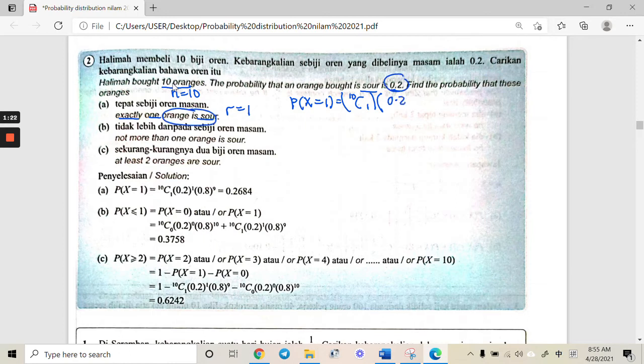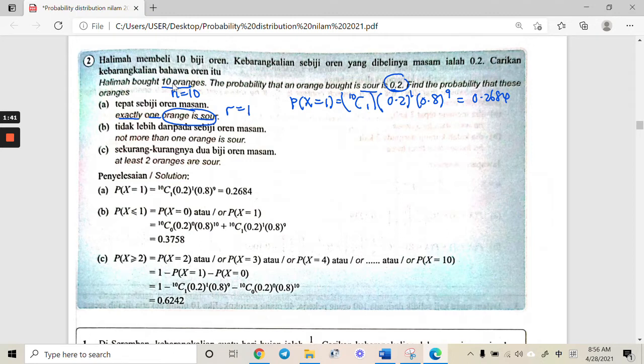So just put 0.2 to the power 1. q is, p plus q equals 1, right? So here p is 0.2, meaning q is 0.8. And then power what? The two powers added together must equal n, so 9 here. Then key in the calculator, you will get 0.2684. So this is what you learned yesterday.